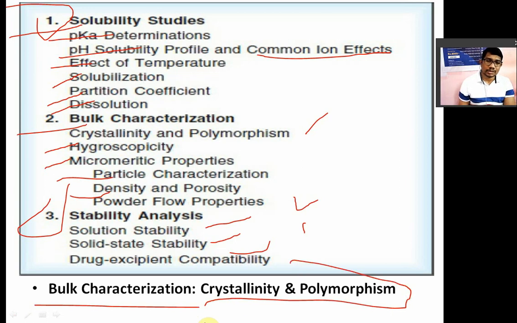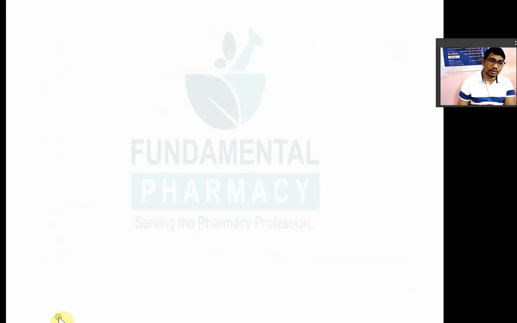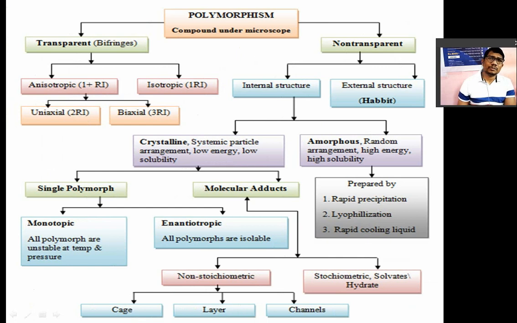Crystallinity and polymorphism. We have already seen the crystallization process in pharmaceutical engineering, and in that we have seen how there is a formation of crystals. Polymorphism means what? Polymorphism is nothing but the property of a compound to crystallize in different crystal forms. If the same compound has different crystal forms, for example, आपका आता है ना, chloramphenicol palmitate. Chloramphenicol palmitate will crystallize in different forms: chloramphenicol palmitate A, B, C.